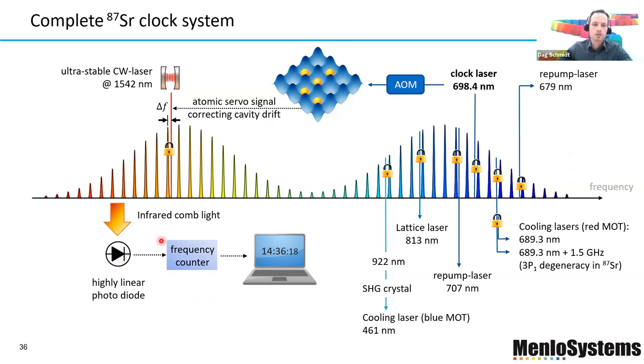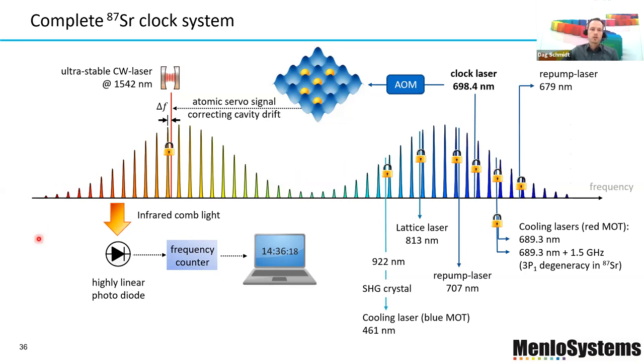And if you measure then the repetition rate, count it there from this counter, you can then derive in the end the clock signal, the real-time signal. And also, what is very beneficial is to have a comp which is capable of doing spectral purity transfer over the complete optical spectrum here.